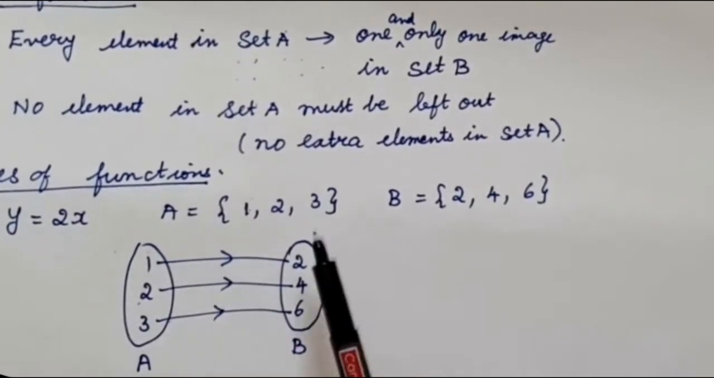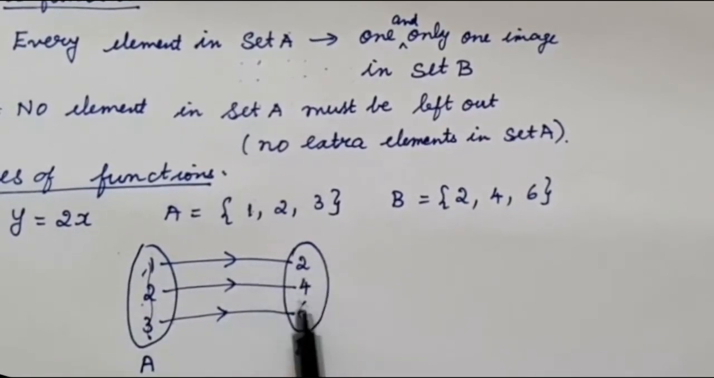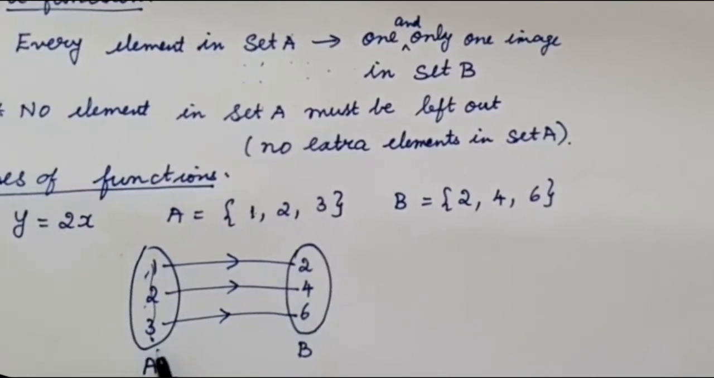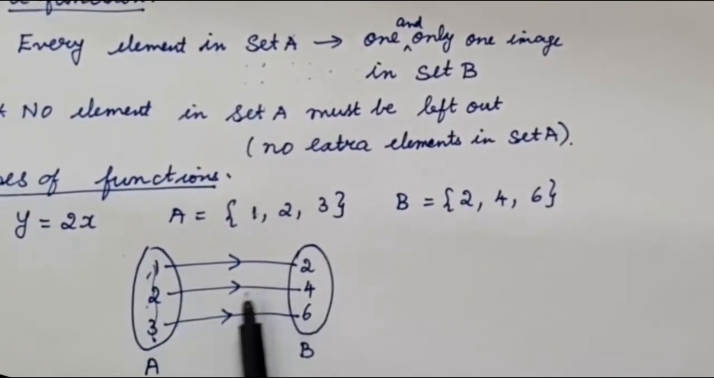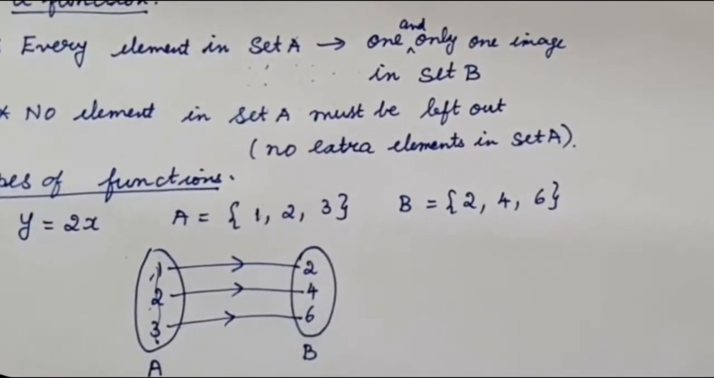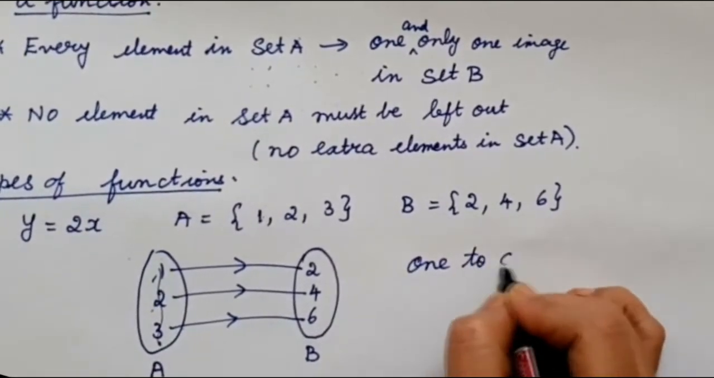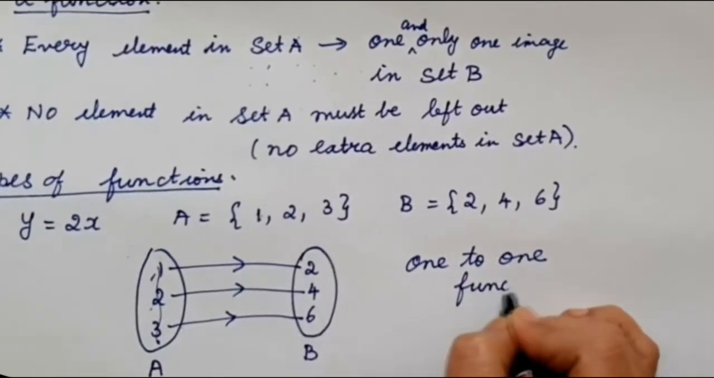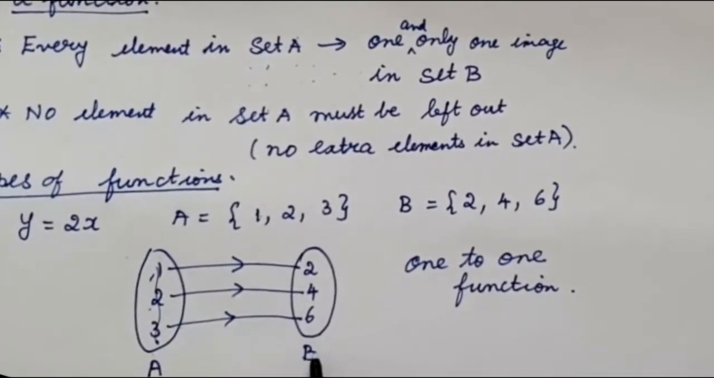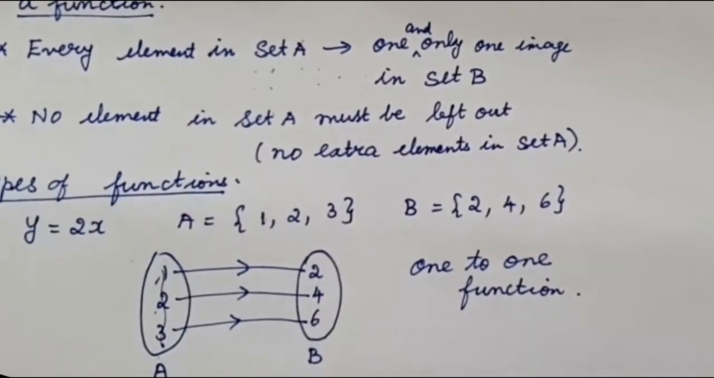So now both the conditions are satisfied. Every element in set A has only one image in the set B. No element in set A is extra over here. All the elements have a mapping, and one element is mapped onto each and every element in set B. When this happens, this is called a one-to-one function. Every element in set A has an image in set B, then it is called a one-to-one function. This is the first type of function.